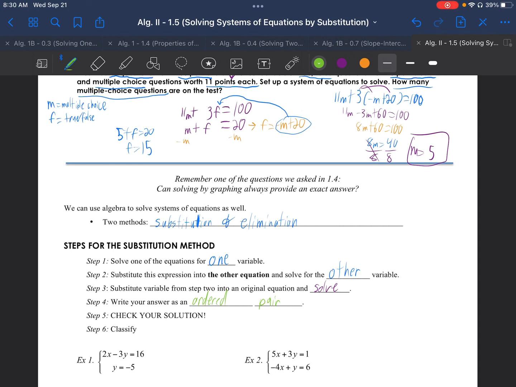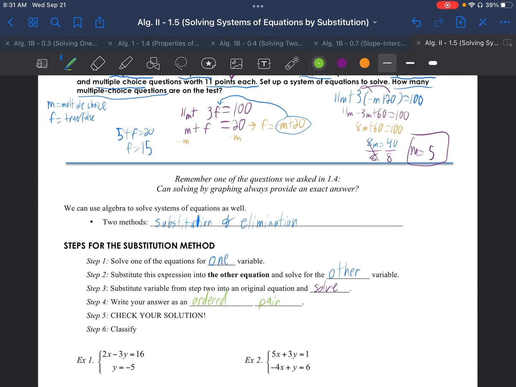And then step 6, classify the type of equation we have. So that would be like consistent or inconsistent, and if it is consistent, if it's dependent or independent. So if you recall, an equation was consistent if it had a solution, or at least one solution, I should say.